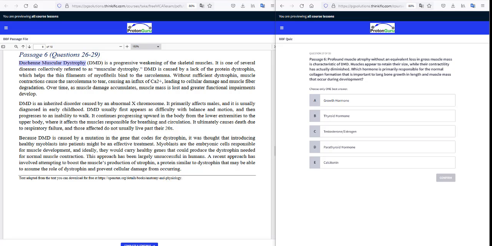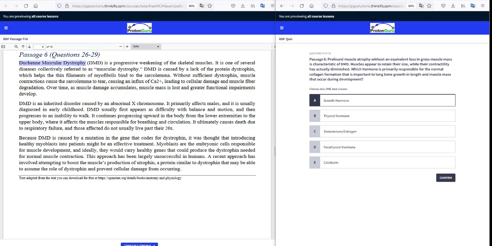All right, so if we look at the potential choices, growth hormone, thyroid hormone, testosterone, estrogen, parathyroid hormone, or calcitonin, we can recall that growth hormone stimulates insulin-like growth factor secretion. It's primarily responsible for the collagen formation that accompanies long bone growth and increase in muscle mass that occurs during normal growth and development. The thyroid hormone does allow the growth hormone's full action for normal proportional growth.